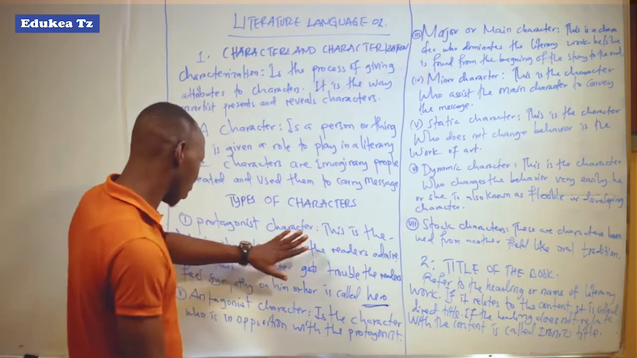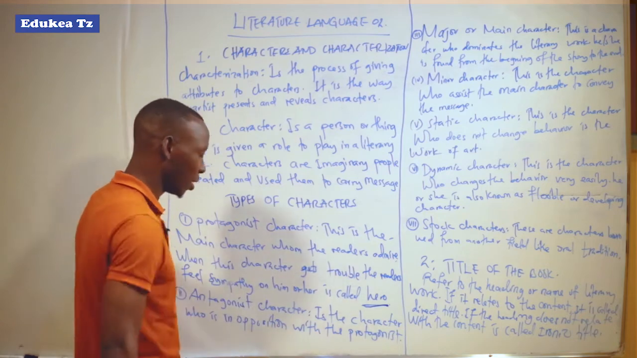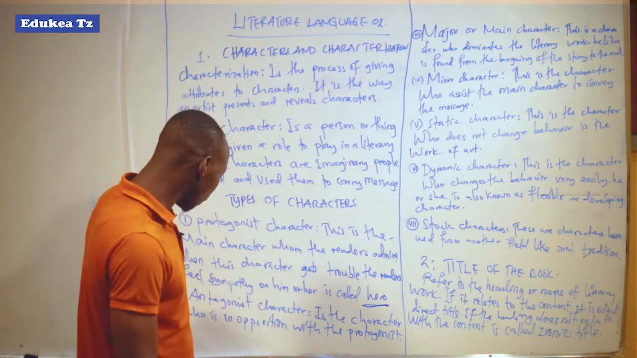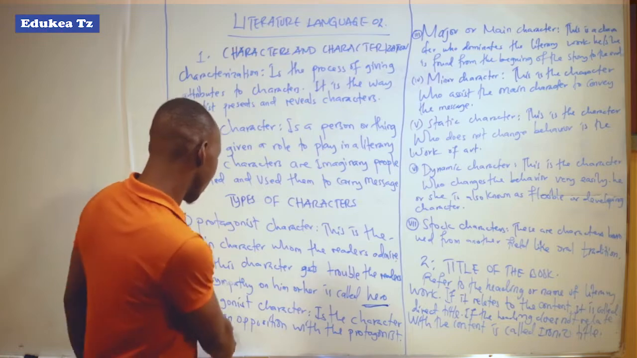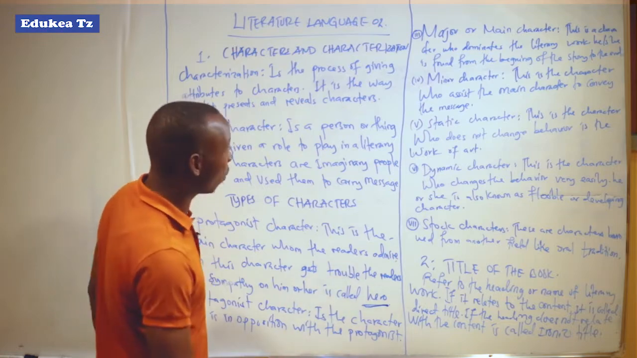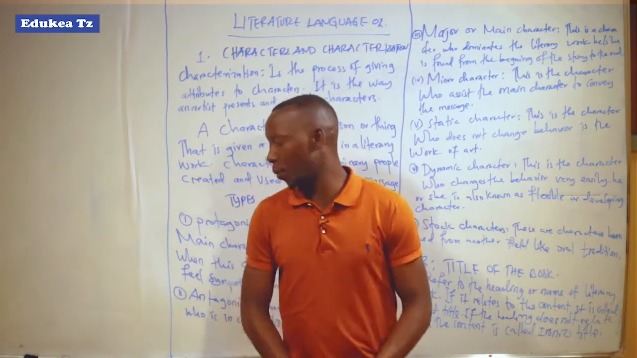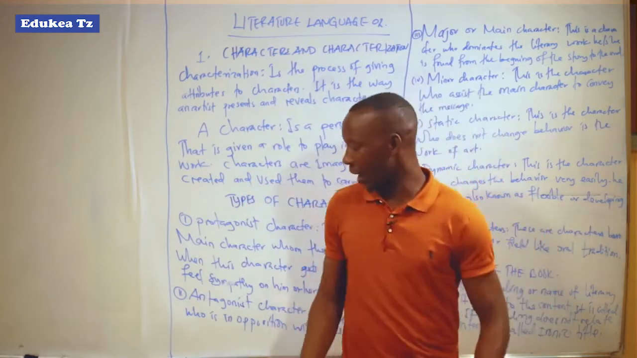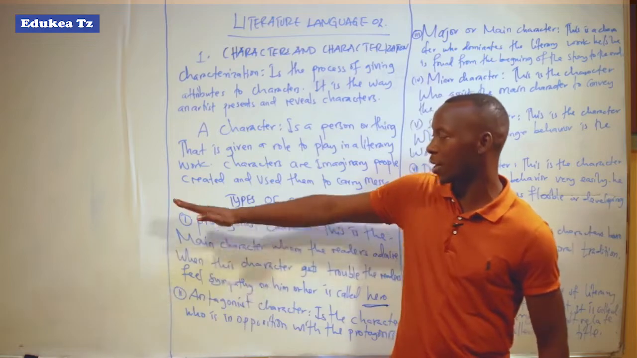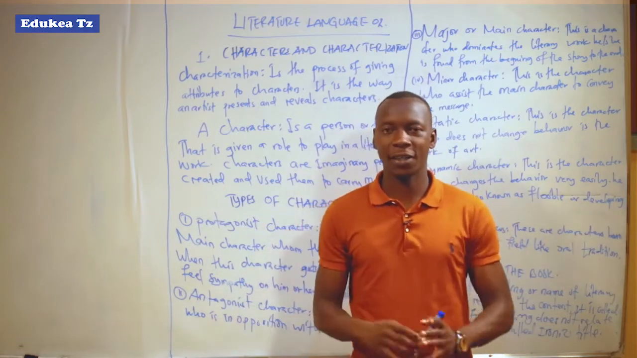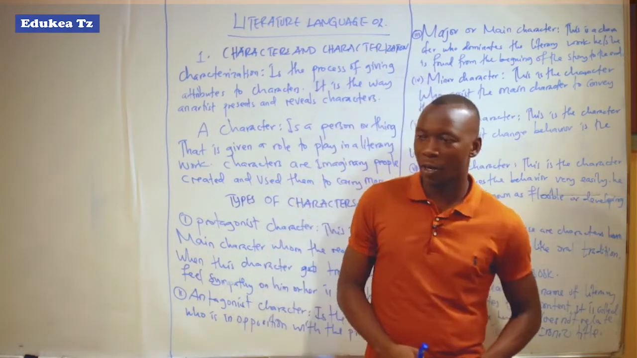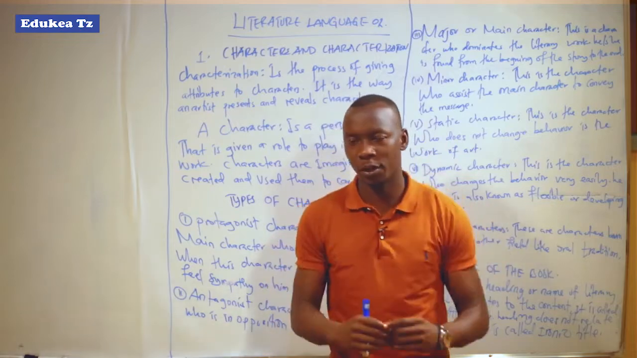After looking at this protagonist character, let us see the antagonist. The antagonist character is in opposition with the protagonist character. These are two characters who are opposing each other. The protagonist character opposes the antagonist character, because the protagonist character always focuses on changing the negative attitude of the society to become a positive attitude.